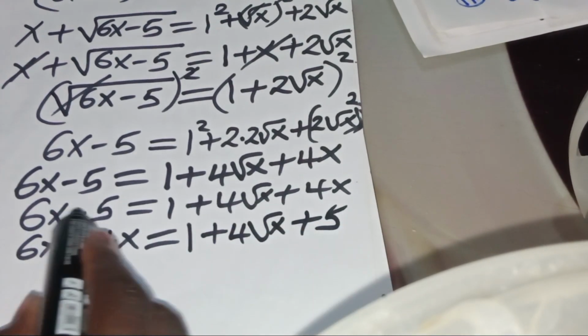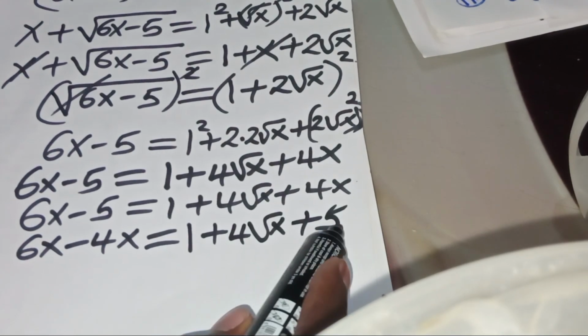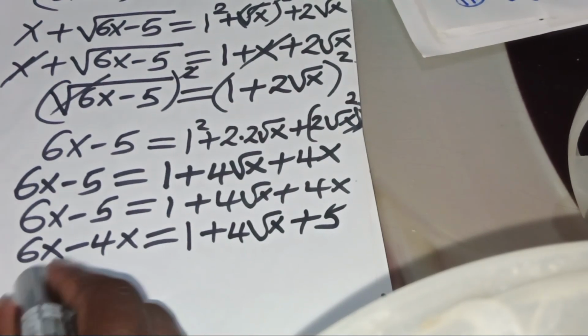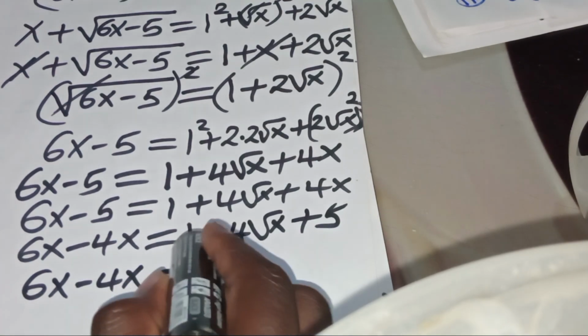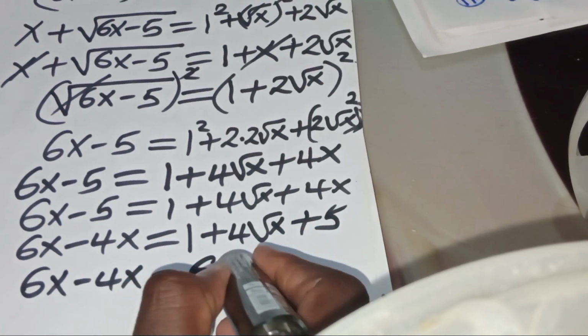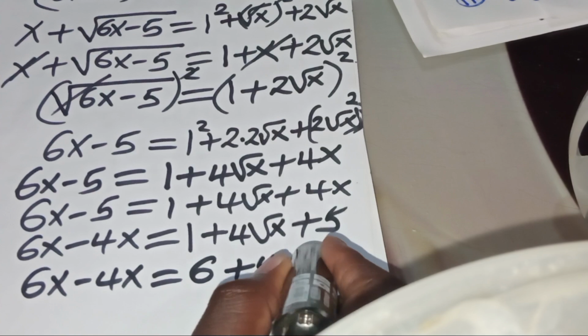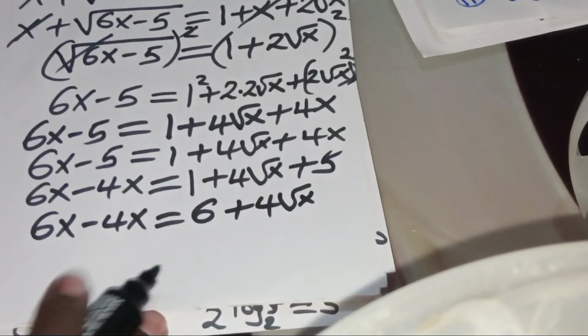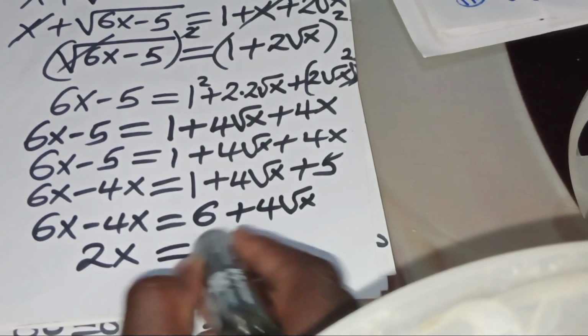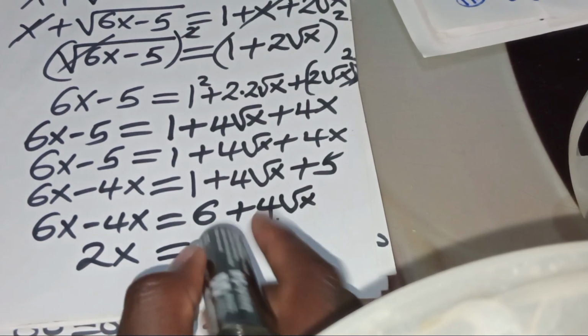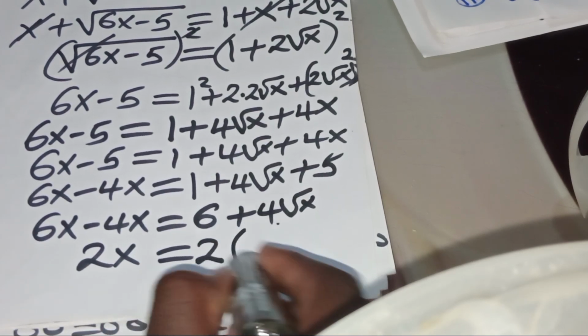So we take negative 5 to the right hand side, so it's plus 5. We'll have 6x subtract 4x equal to 1 plus 5, which is 6, plus 4 square root of x. So 6x minus 4x is 2x, which is equal to 6 plus 4 square root of x, and we can express this as 2.